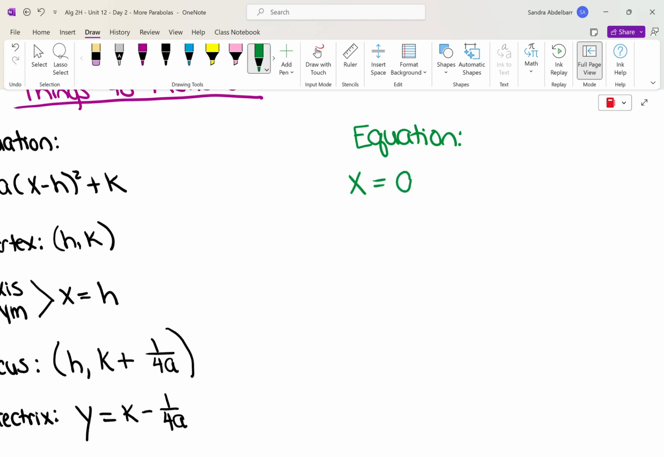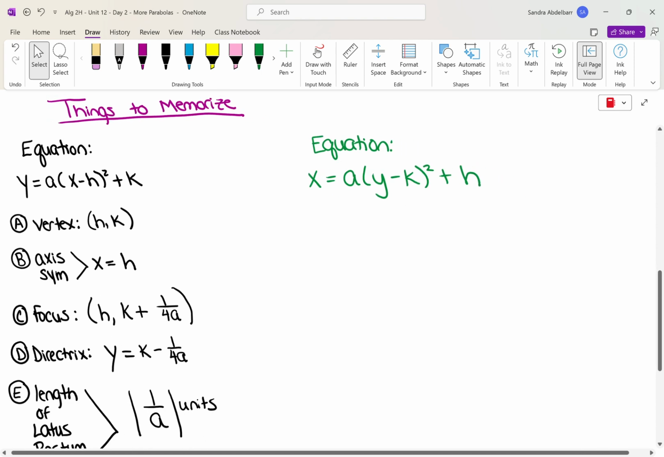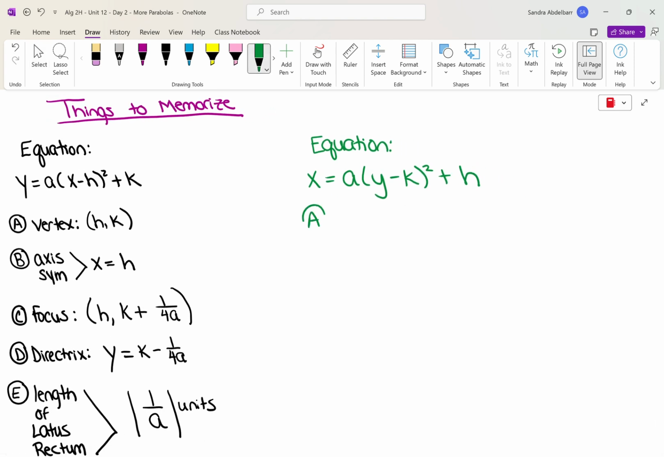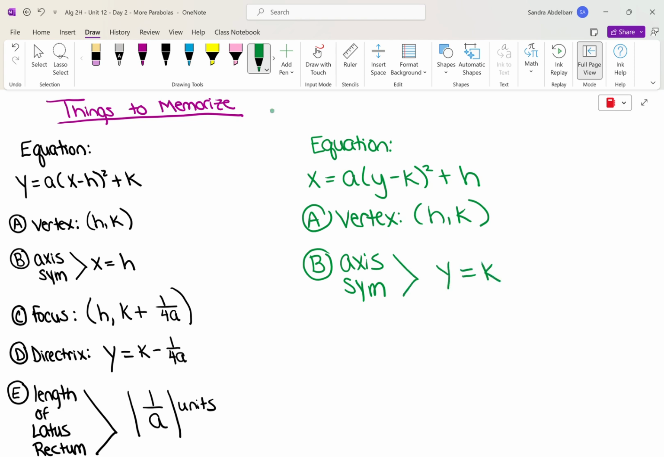So this equation is x equals a times the quantity of y minus k squared plus h. Right? Our vertex is the same. Our vertex will be h comma k. Because it's now horizontal, our axis of symmetry is going to be different. Our axis of symmetry will now be y equals k, a horizontal line, not a vertical line.